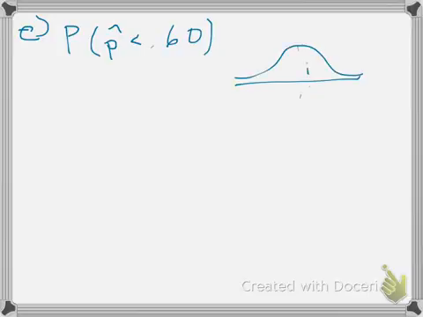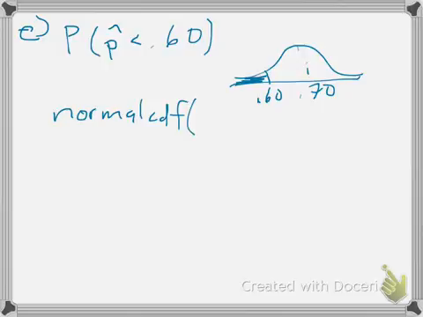There's a bunch of ways of doing this. I'm just going to normal CDF this at this point. So I'm looking for less than 60%. And again, I'm going to normal CDF this in my calculator because it went a little faster than the z-score. So I'm looking for fewer than 60%, so that's going to be from negative infinity off to 0.60. The mean was 0.7 and the standard deviation was 0.0725.